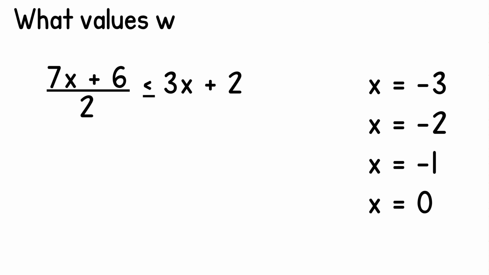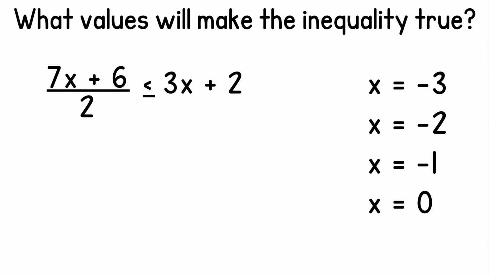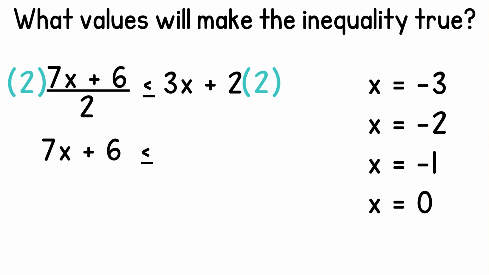Now we're going to decide what values will make this inequality true. So we have the inequality and then we have 4 options that can satisfy this inequality. So let's solve the inequality and then we'll see which of our values fit in our range. We'll start by multiplying both sides by 2 to get rid of that fraction. This gives us 7x + 6 on the left side and 6x + 4 on the right side. We have to make sure to multiply every term by that 2.